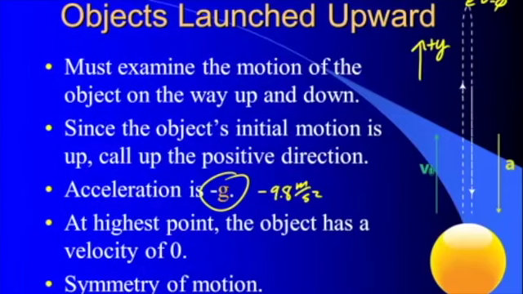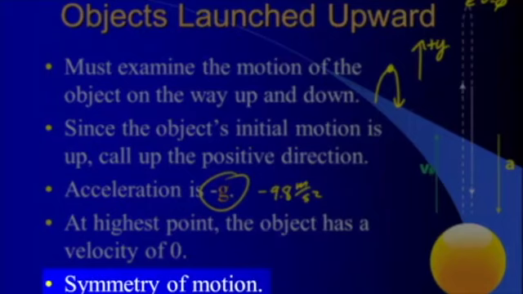Other things to notice, for an object that travels up, for a split second stops, and then comes back down, is the symmetry of motion. However long it takes for it to come up, if it comes back to the exact same altitude, to the exact same height, it'll take the exact same amount of time to come up as it does to come down.